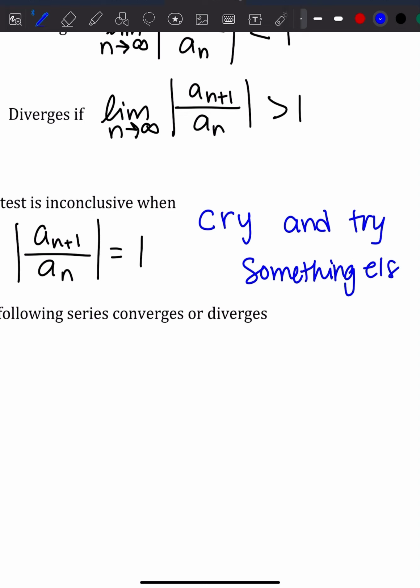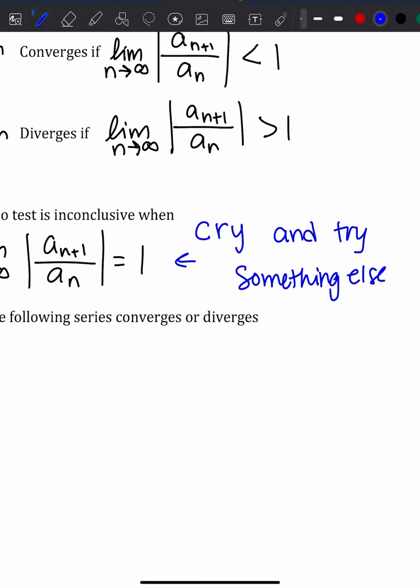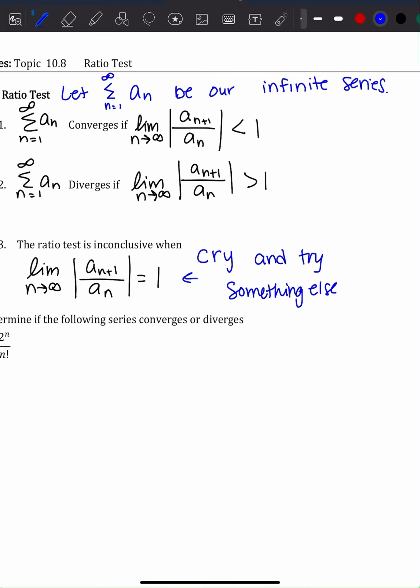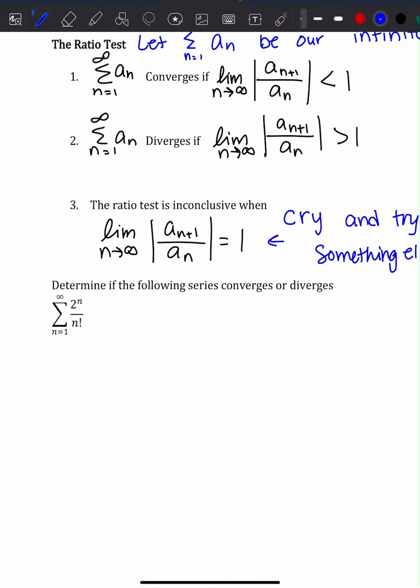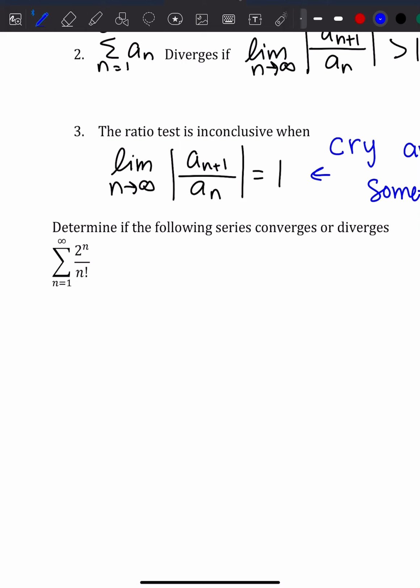The reason why, in order to show what we have, we're going to have to do a lot of algebra. We're going to have to work through a bunch of things in order to do this, which means it's going to take up some time. So when you get it equal to 1, having to now do something else is sad. So if we get it equal to 1, we have to do something else, which means cry and try something else.